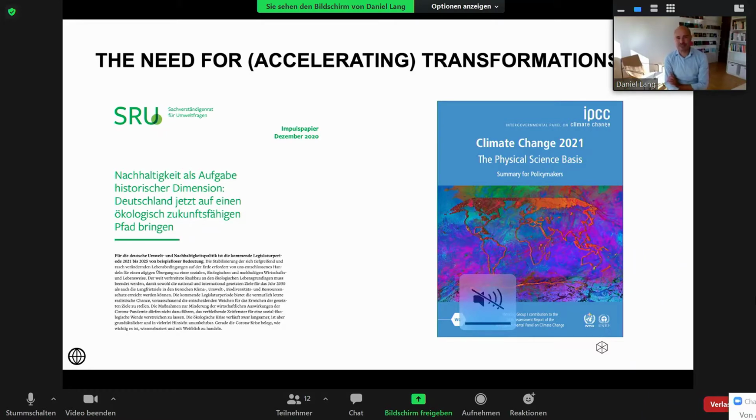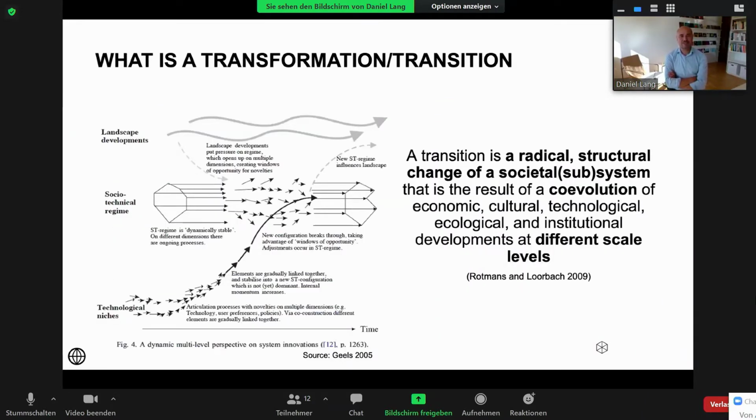And if we talk about transformations, I just want to briefly remind ourselves: transformation and transition are often used synonymously. What are we talking about? We are talking about radical structural changes of societal subsystems in a co-evolutionary process on different scales. So it's not a small thing that we need to achieve within the next 10 years, where we need to set the regulations in place, according to this expert panel, within the next 4 years. We really need to substantially change the way we live and interact together as societies.